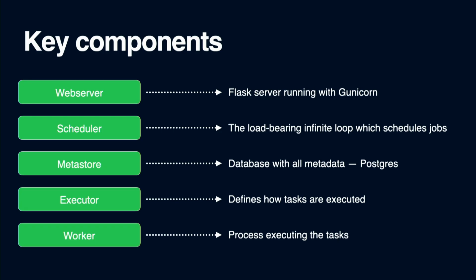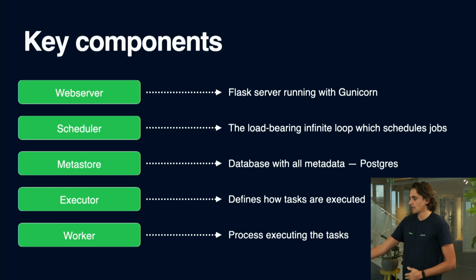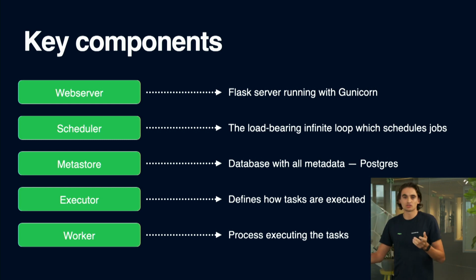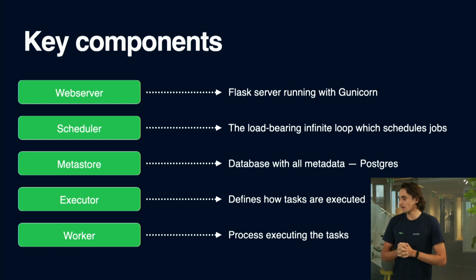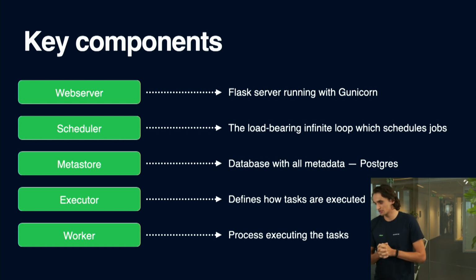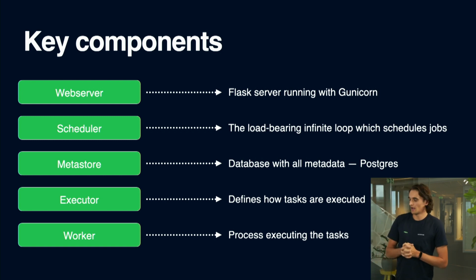Okay, what is Apache Airflow made of? First of all, it has a web server component, which is just a Flask server running with Unicorn. Then it has a scheduler, and the actual creator of the scheduler, he likes to call it the load-bearing infinite loop, which is responsible for the scheduling of jobs. And then the metastore, which is basically a location where we store all the data. In our case, it's a Postgres database.